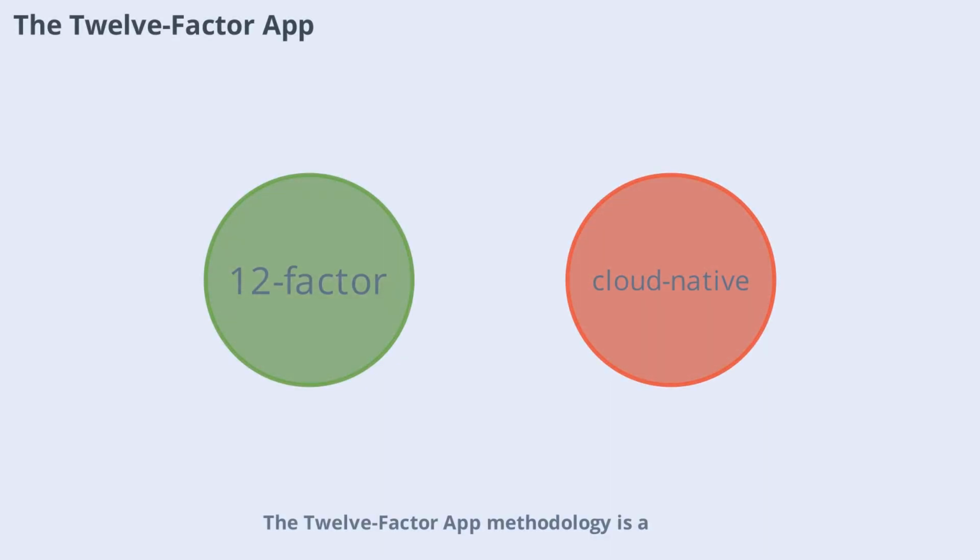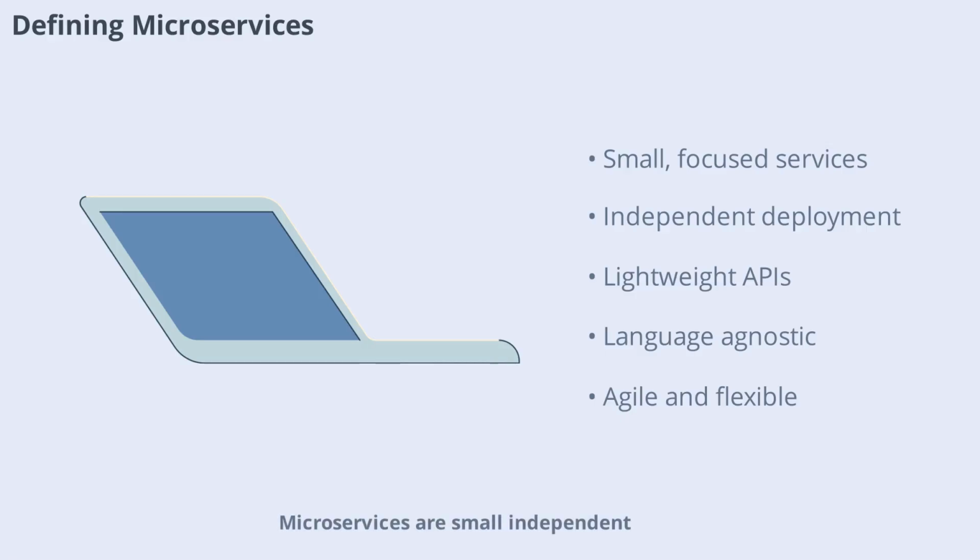The 12-factor app methodology is a set of best practices for building portable, resilient applications that thrive in cloud environments. These 12 factors cover everything from code-based management and dependency declaration to configuration, backing services, and build pipelines. By following these guidelines, you can ensure your Java microservices are stateless, easily scalable, and maintainable across different environments. While not every factor must be strictly followed, keeping them in mind helps you build robust applications that support continuous delivery and rapid iteration.